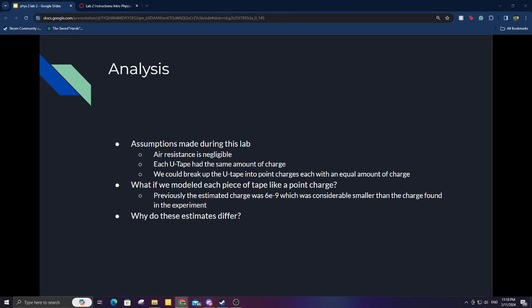It's also likely that as n, the number of atoms in the line, increased, the more accurate the model would be. And then some other potential sources of error could be that we assume charge is equal across all points in the tape and that the charge is stable, and those might not necessarily be true and might affect my results.